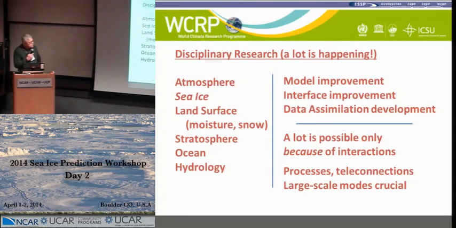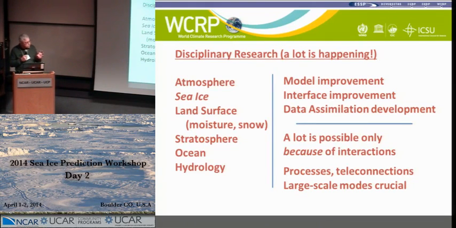So disciplinary research, I think we speak here mostly about CIs, of course. Similar activities, trying to identify sources of predictability, exist in other domains. In the atmosphere, in the land surface, people are pretty enthusiastic about soil moisture and snow. In the stratosphere, and of course in the ocean. We didn't speak enough about the ocean and the influence of the North Atlantic on what's happening in the Arctic Ocean, and even hydrology. And actually, Wieslaw spoke about this.